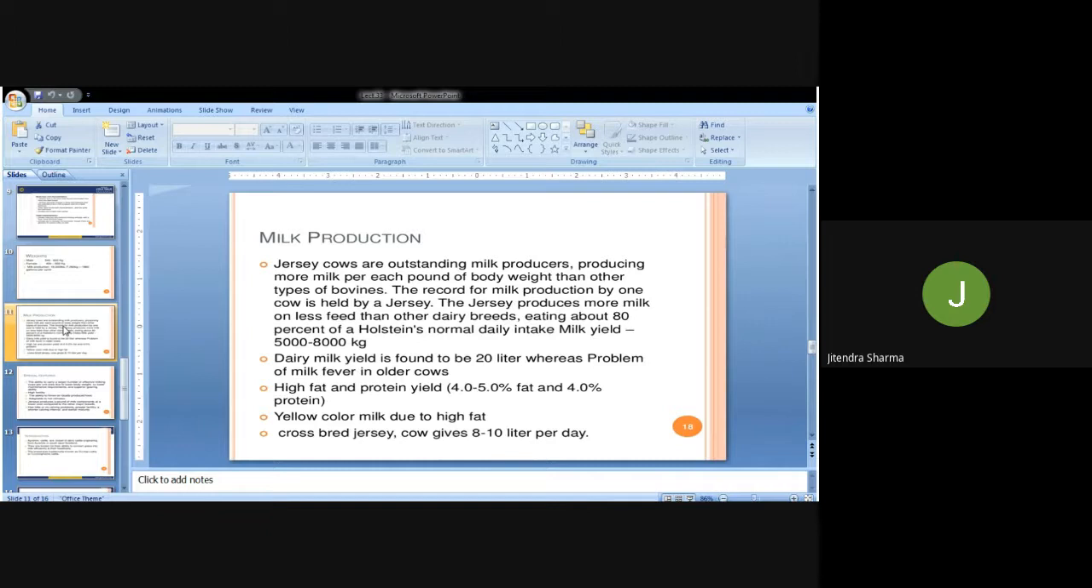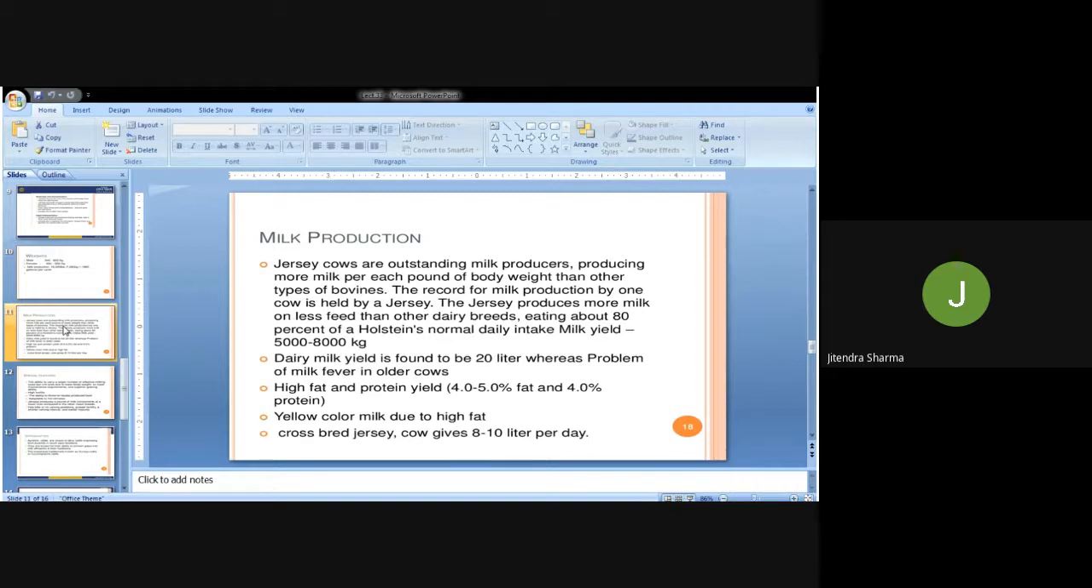Milk production: Jersey cows are outstanding milk producers, producing more milk per pound of body weight than any other type of bovine. The record for milk production by one cow is held by a Jersey. The Jersey produces more milk on less feed than other dairy breeds. Daily milk yield is about 20 liters, whereas there is a problem of milk fever in older cows.